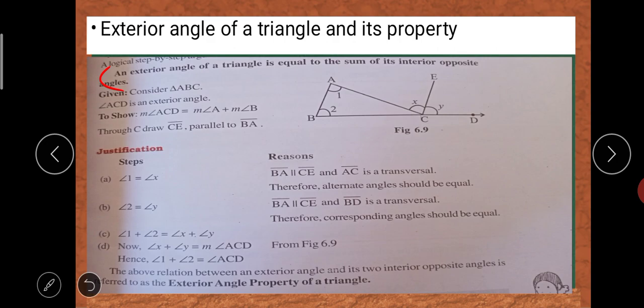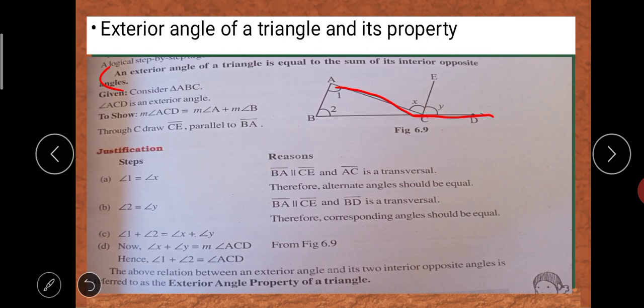I am repeating again: ACE shows the angle X, and ECD shows the angle Y. So when we add angle X plus Y, we get ACD, which is equal to angle X plus angle Y.